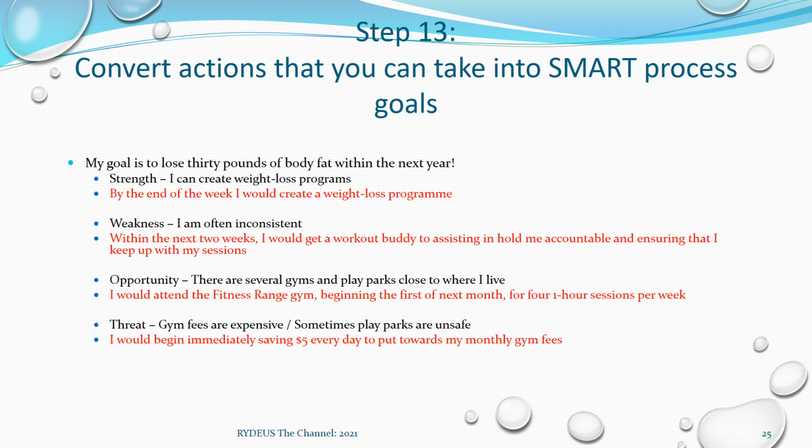So, my outcome goal in relation to my physical well-being is to lose 30 pounds of body fat within the next year. A strength that I have is I can create weight loss programs. So here's my process goal in relation to that strength. By the end of the week, I would create a weight loss program. It's specific, it's measurable, it's attainable because I have the ability to do it, it's realistic, and there's a time frame. And that's my process goal.